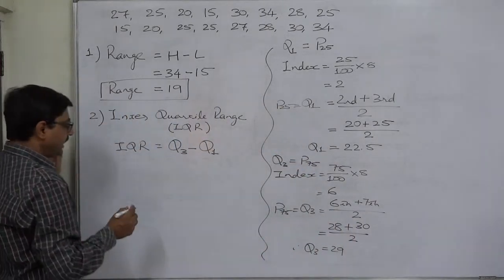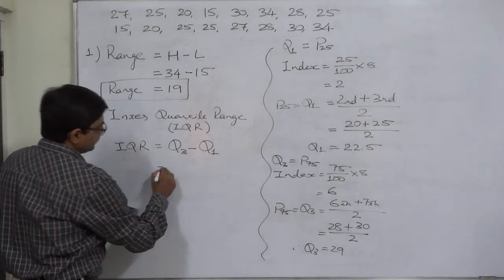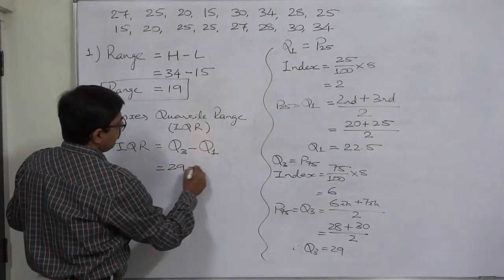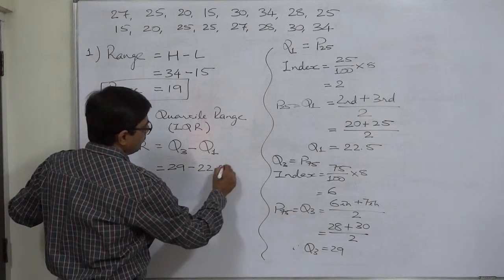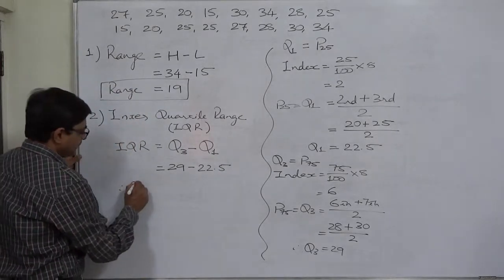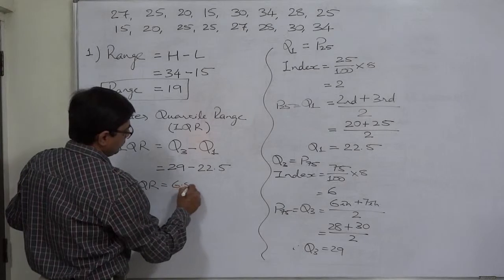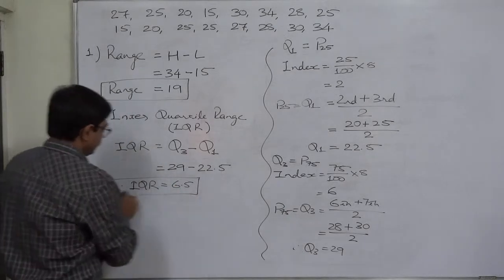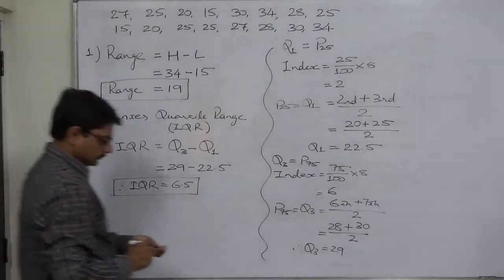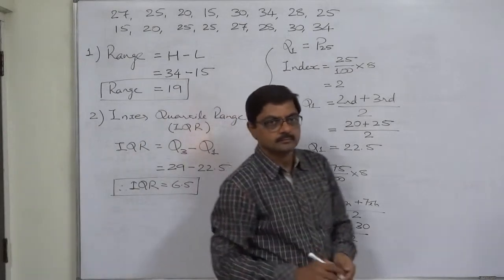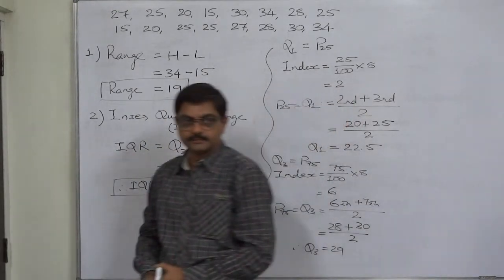So our interquartile range or IQR is 29 minus 22.5. So we can say that the IQR is 6.5. This is IQR.